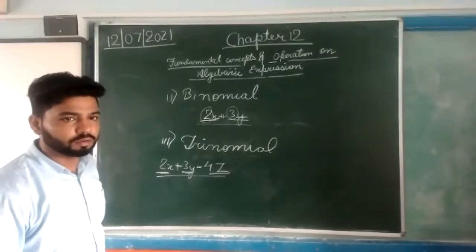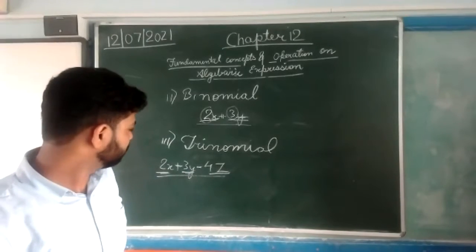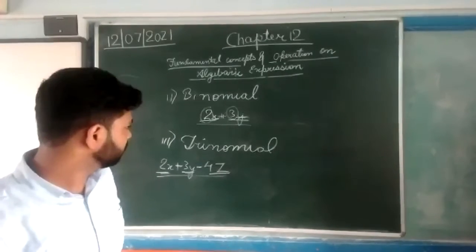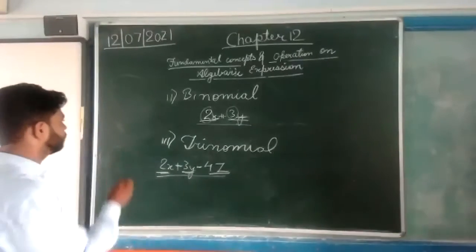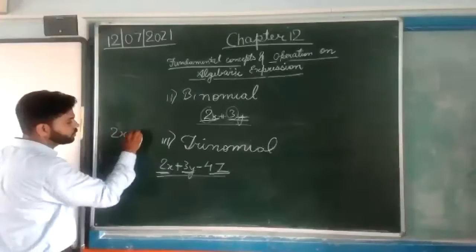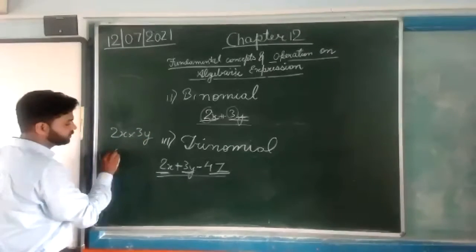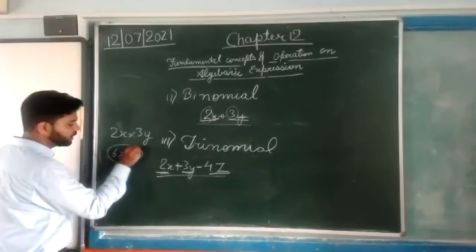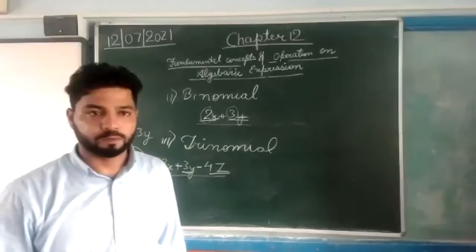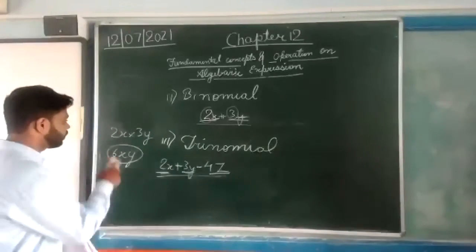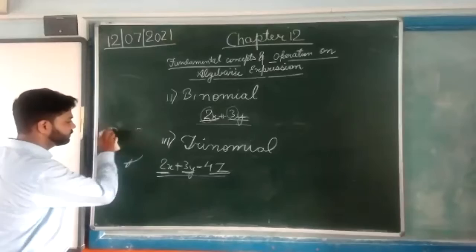But sir, 2x into 3y will be what? It will be 6xy and it is a monomial. Okay. Now come to the multinomial, everyone.